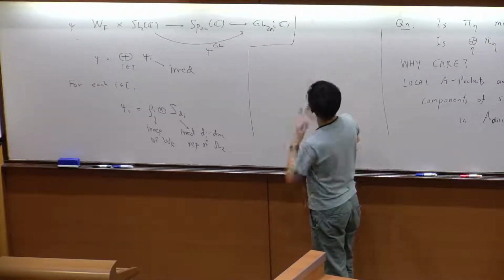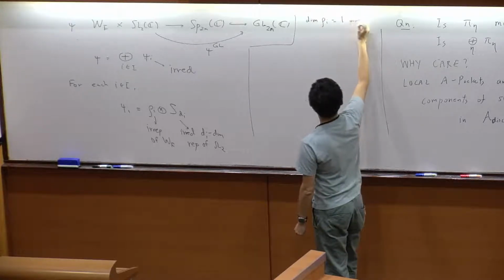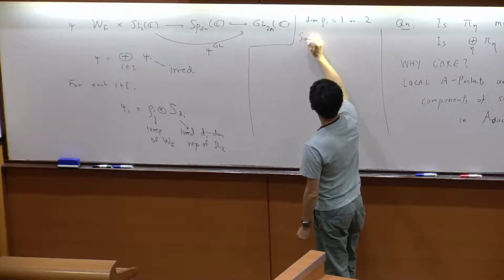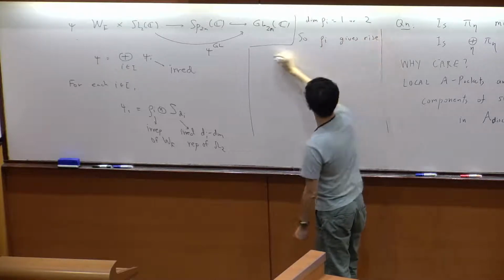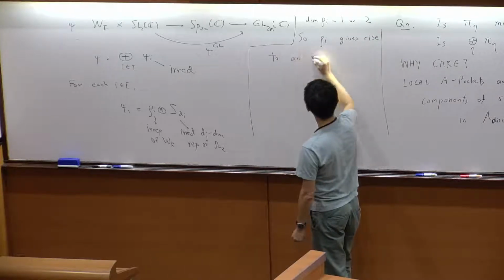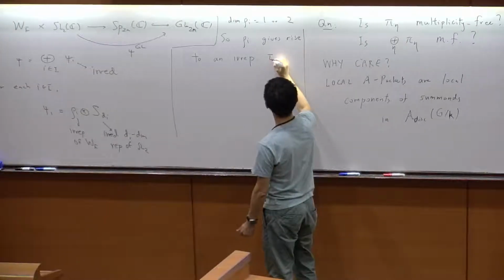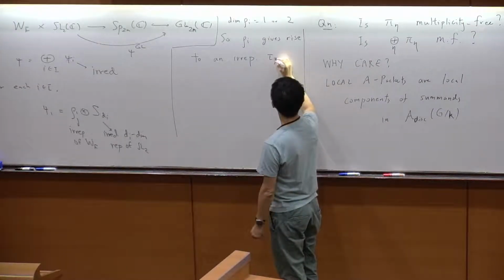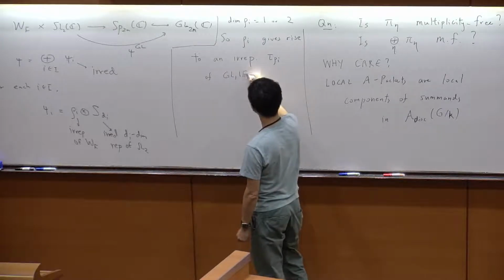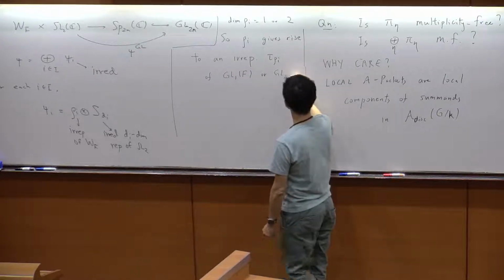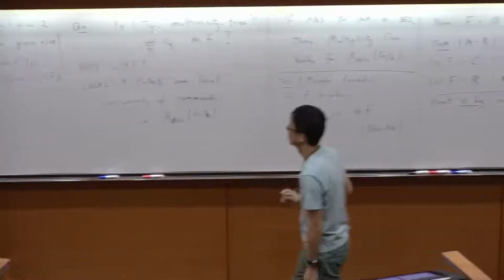Okay, so the upshot is, if F is Archimedean, then the dimension of rho i is 1 or 2, and so rho i gives rise to an irreducible representation, let's call it tau of rho i, of either GL1 F or GL2 F. The case of GL2 only occurs when F is real.